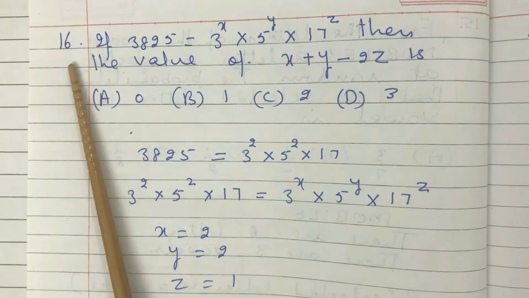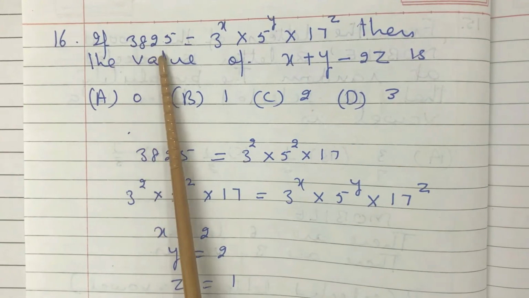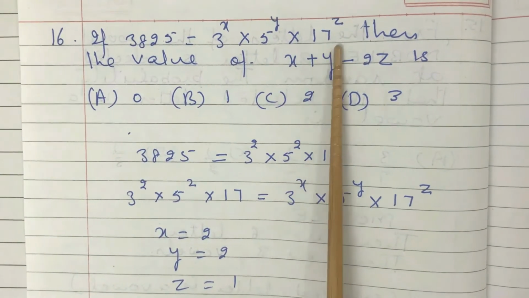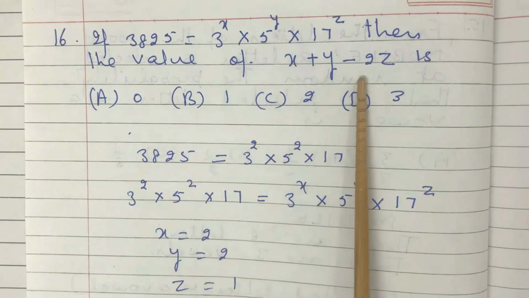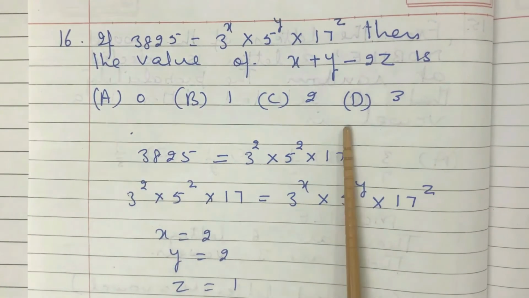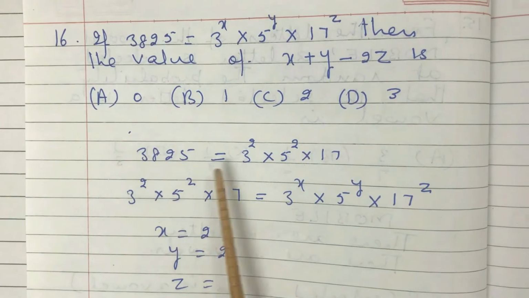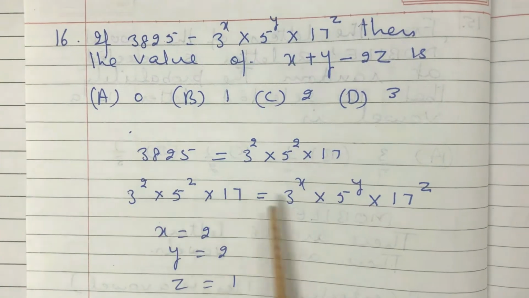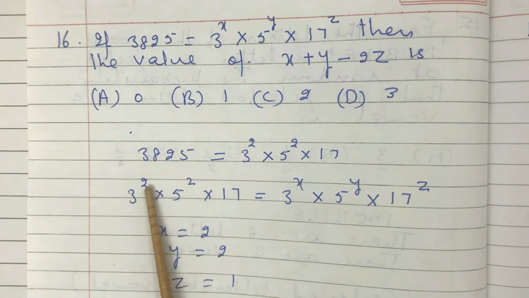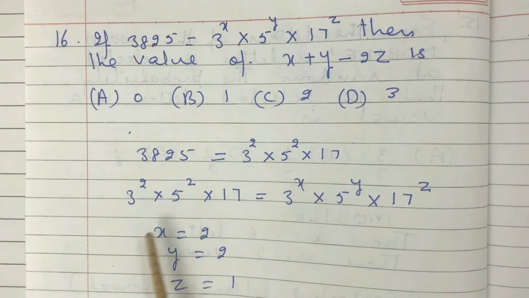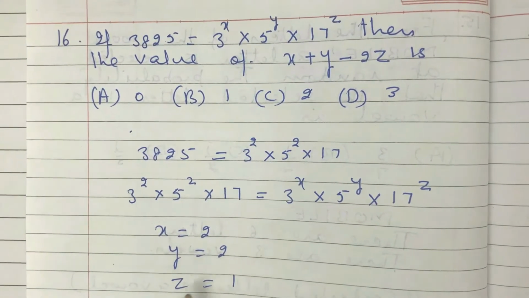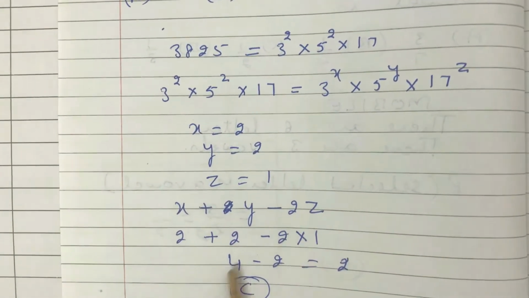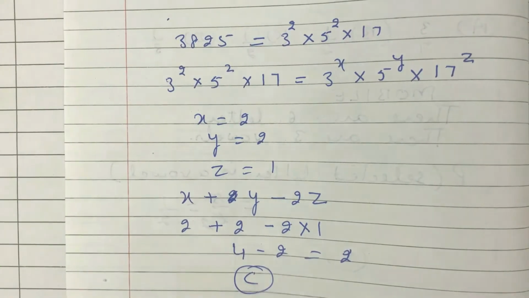16th question. If 3825 is equal to 3 raised to power x into 5 raised to power y into 17 raised to power z, then the value of x plus y minus 2z is, there are 4 options. Now factorize it. You will get 3 raised to power 2 into 5 raised to power 2 into 17. It means this is equal to this. Here 3 raised to power 2, here 3 raised to power x. So the value of x is 2, the value of y is 2, the value of z is 1. Now substitute these values in this expression and you will get 2. So C is the option.